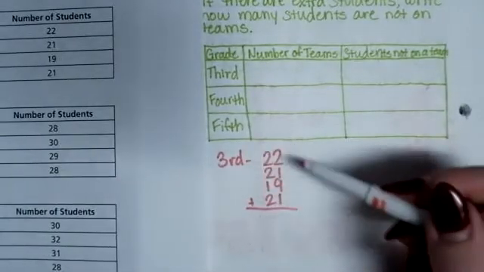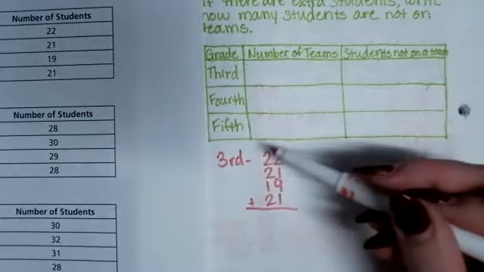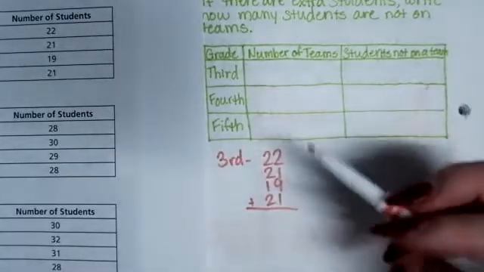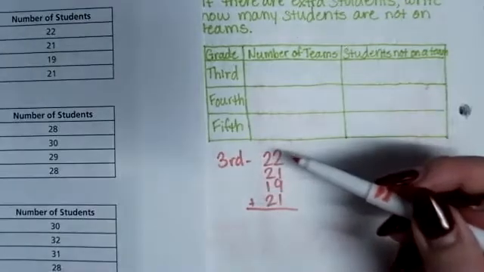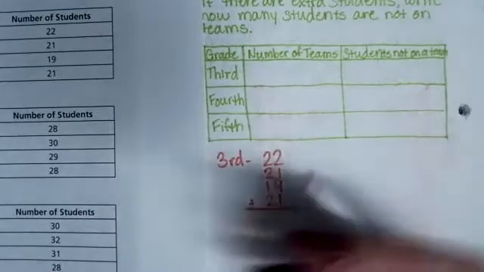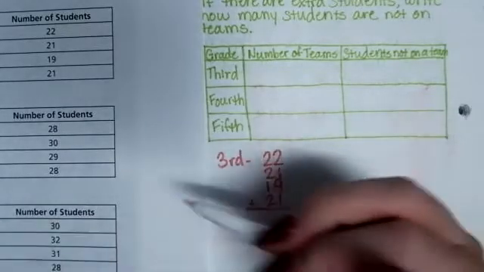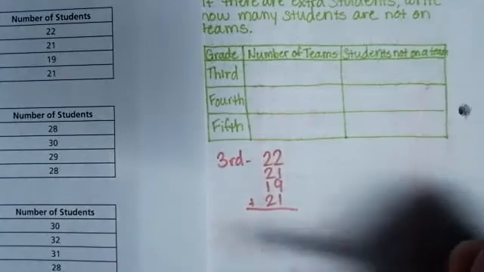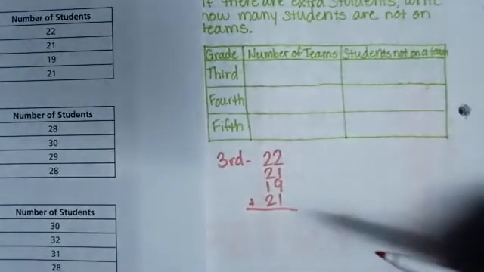I only want to know the total number of 3rd graders because 3rd graders are only playing against 3rd graders. So I should just know the total number of 3rd graders, and then I can divide them into their own 3rd grade teams. I don't want to mix in the 4th and 5th grade right now. They're all going to be separate for this particular problem.